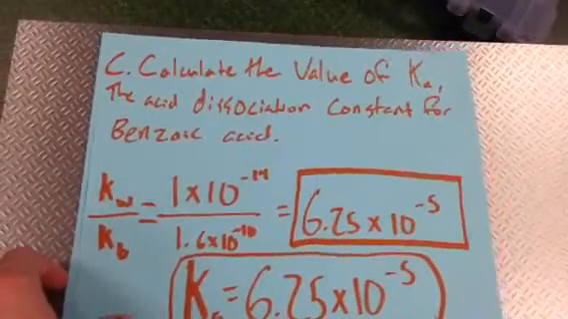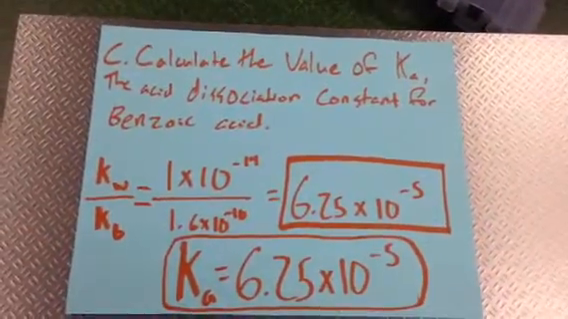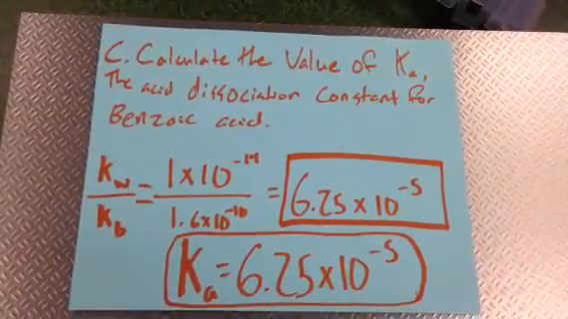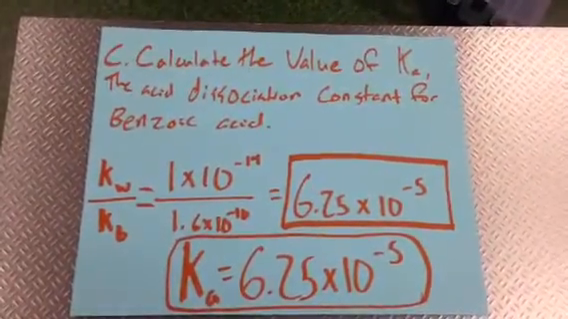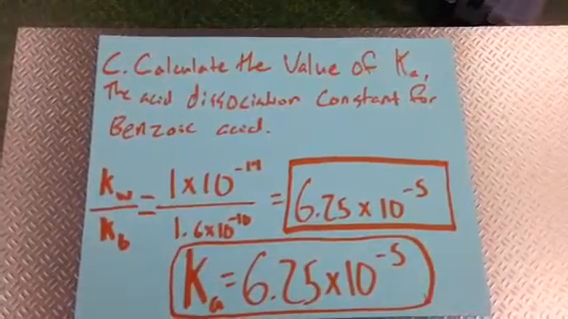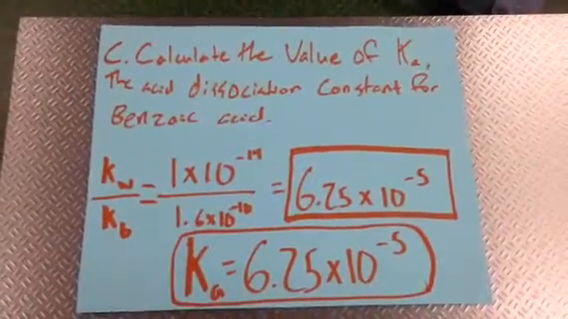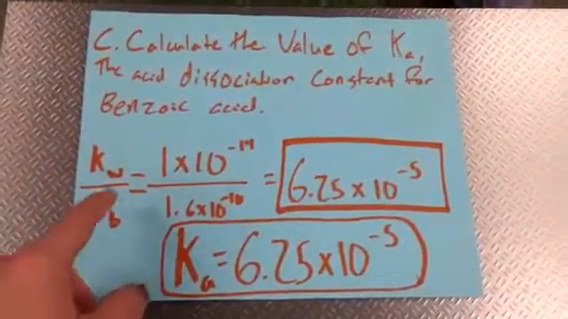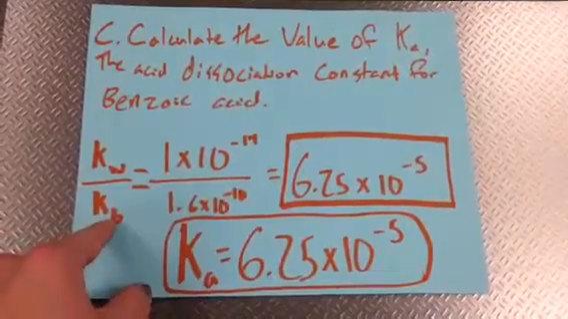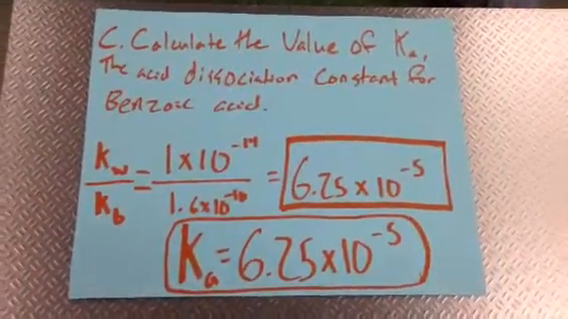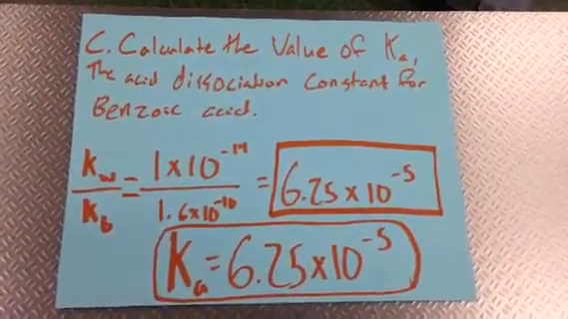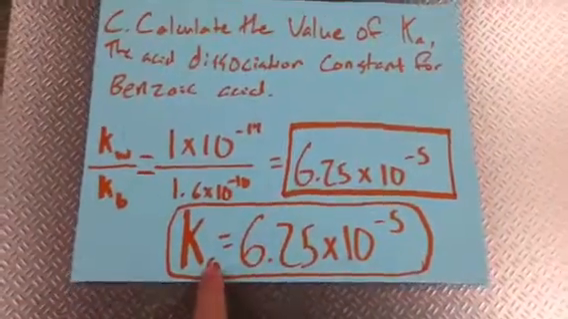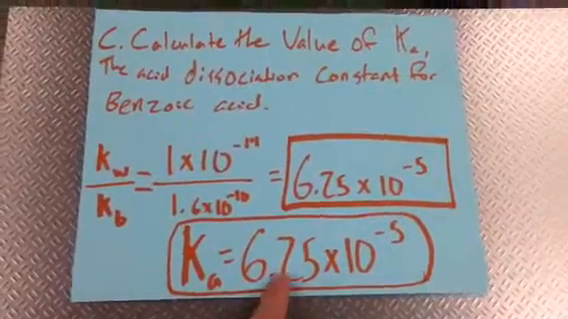Okay. Letter C. Calculate the value of Ka, the acid dissociation constant for benzoic acid. So since we know that Kw is equal to 1 times 10 to the negative 14th, to find Ka, we're going to have to divide by Kb, because Ka times Kb equals Kw. So right here, Kw divided by Kb, which is right here, 1 times 10 to the negative 14th, divided by 1.6 times 10 to the negative 10. It's going to get you 6.25 times 10 to the negative 5. So the Ka is 6.25 times 10 to the negative 5.